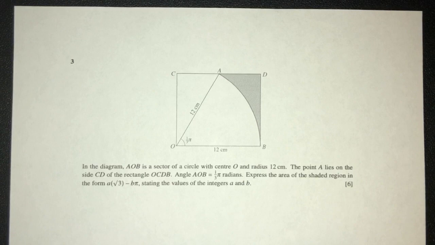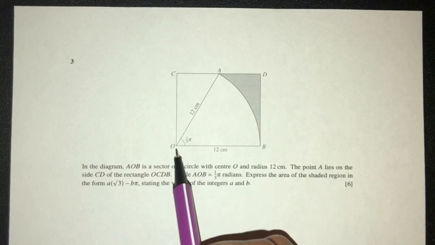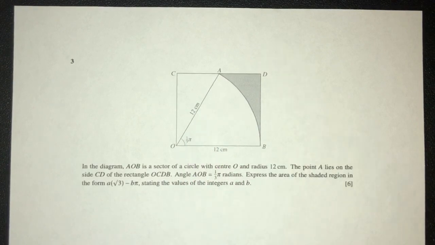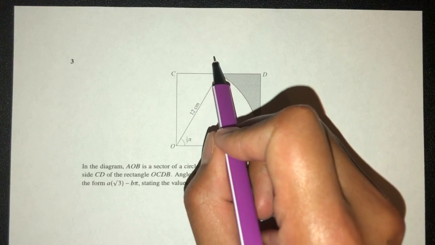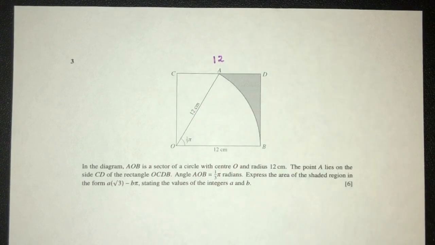So in this diagram, we have OAB is a sector of a circle, center O, with radius 12. 12 and 12, they are the radius. Now, the point A lies on the side CD, right here, of the rectangle OCDB. This is the rectangle. Okay, so if this is 12, this also will be 12, the length of CD. It is a rectangle. Now, the angle OAB is 1/3. Here you go. Express the area of the shaded region in the form of this, stating the values of a and b. Now again, a and b, they are integers.